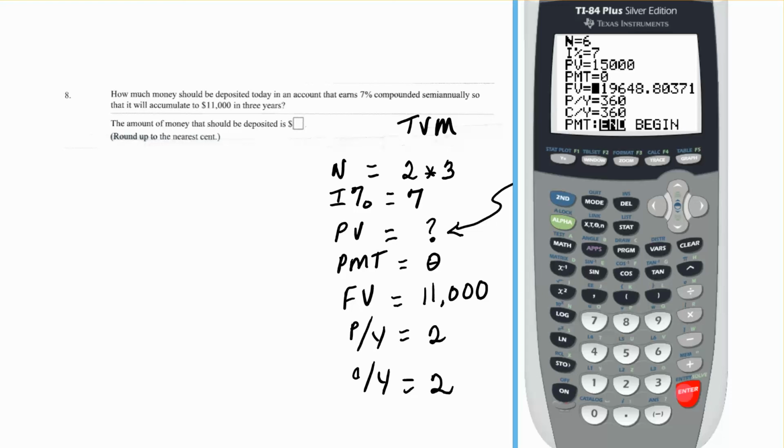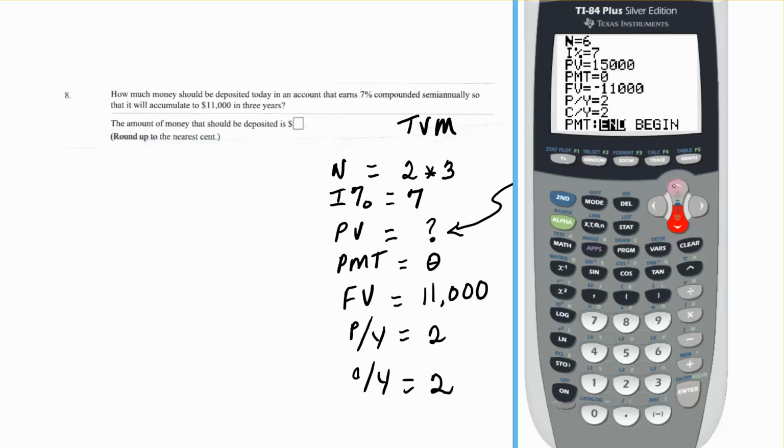We've been getting a future value that's negative. Present value and future value, whichever one you put in, one has to be positive and one has to be negative. So it's up to you. If you're used to this being negative, we'll put in negative 11,000. And there are 2 periods per year. So present value and future value, one's going to be positive and one's going to be negative.